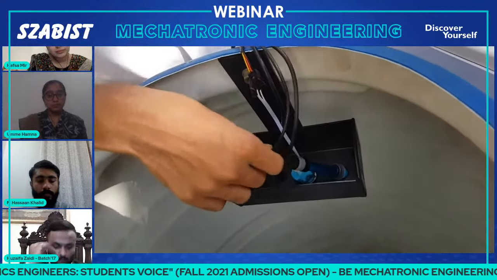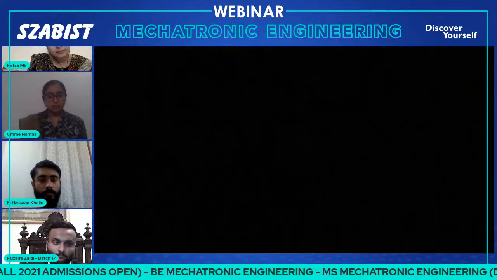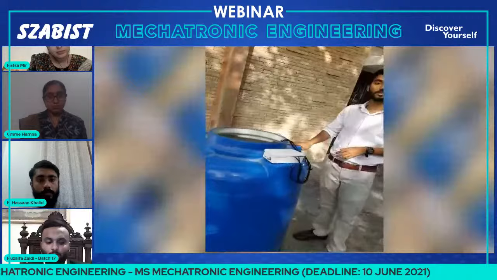We have used these sensors to monitor the water quality so that we can send this data to the farmer's app, which he will be using, so that he can be aware of what is the situation of the tank.